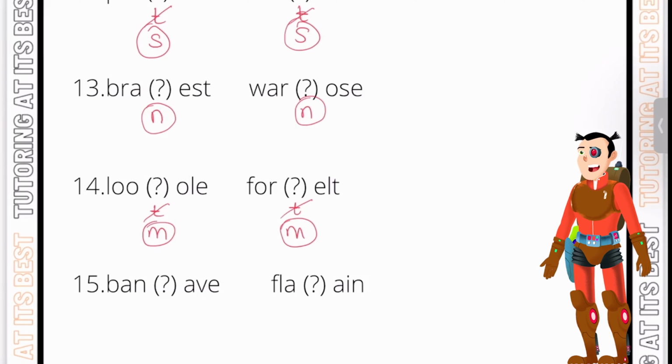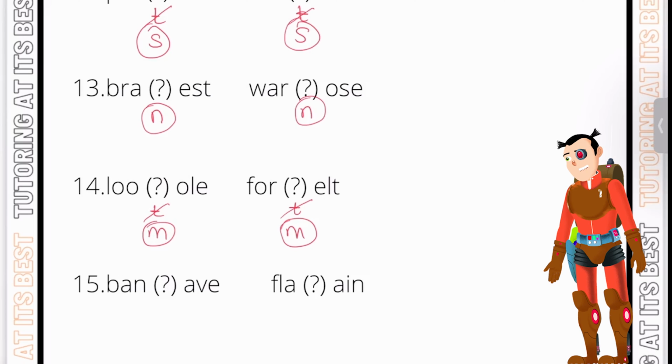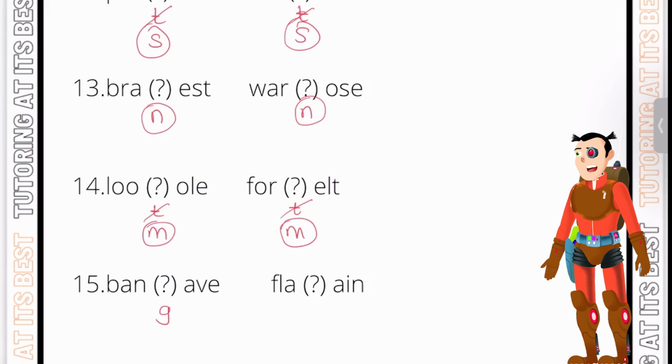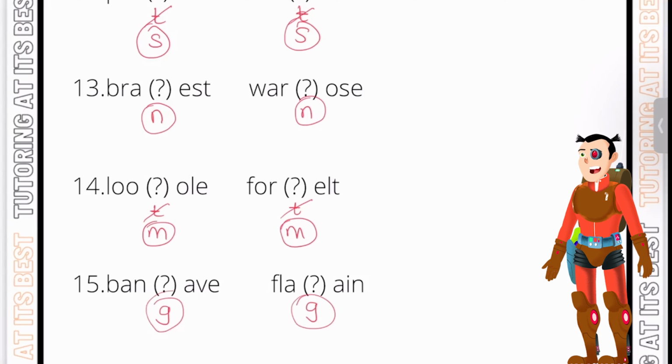We've got ban. So think of all the four-letter words which have ban at the beginning. What about the letter G? We've got bang, gave, flag, and gain. And there we are.